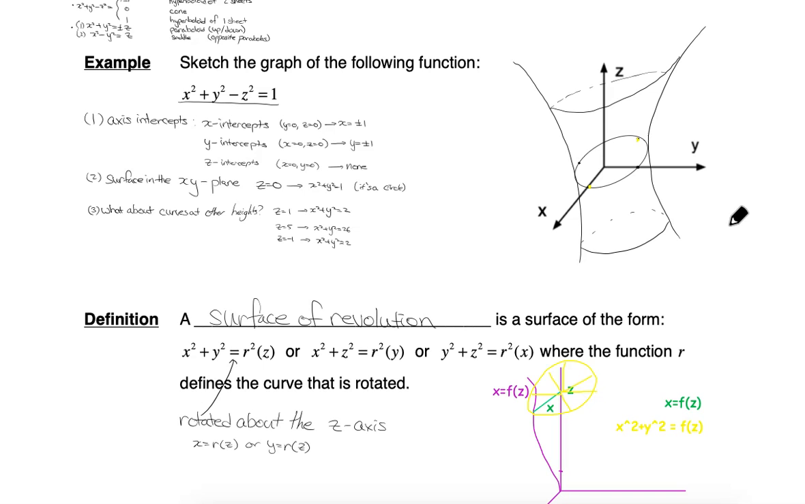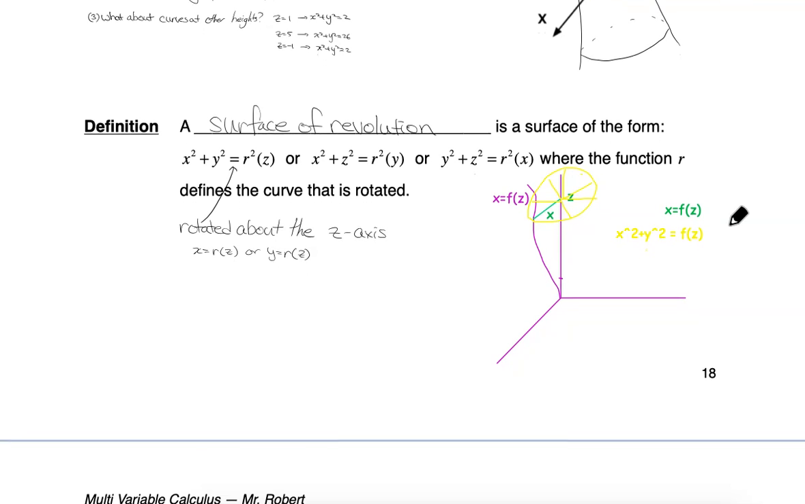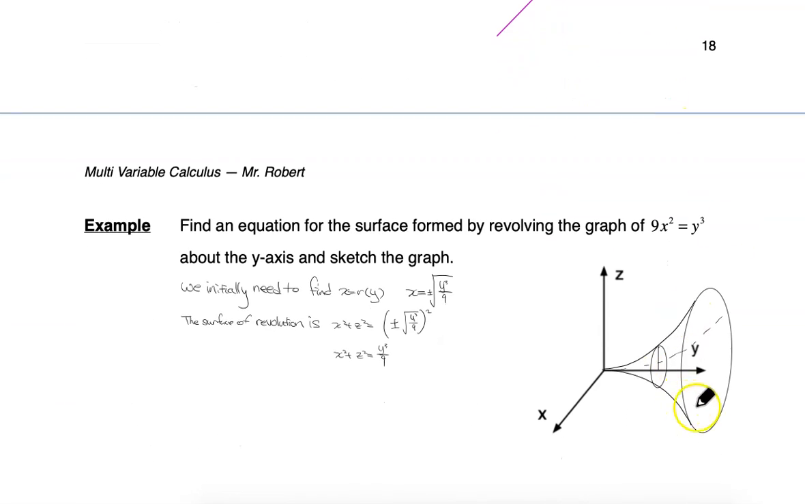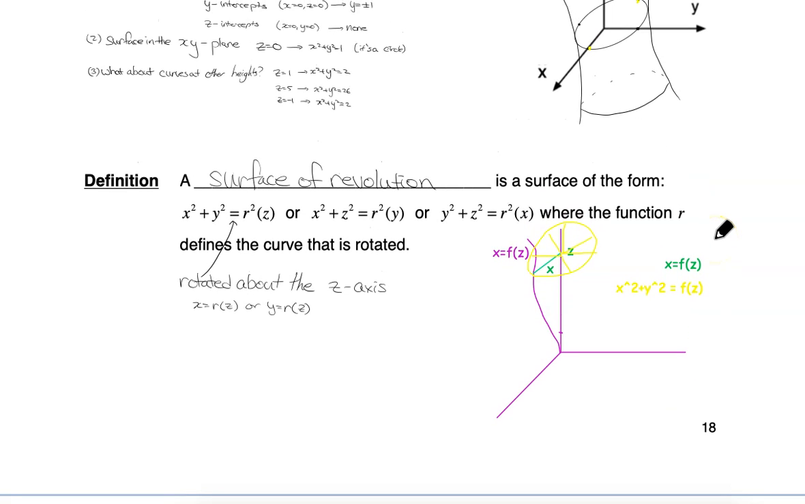So the last group is surfaces of revolution. Now we remember what a surface of revolution is from AP Calculus. This is an example here where it's rotating about the y-axis. So what do these equations look like? It's really interesting, but this is the general formula.